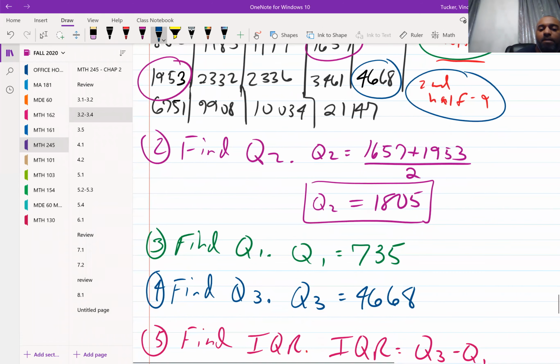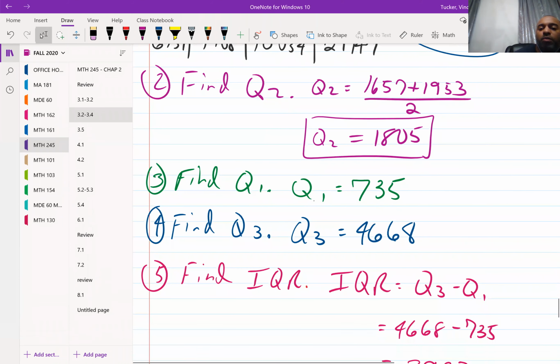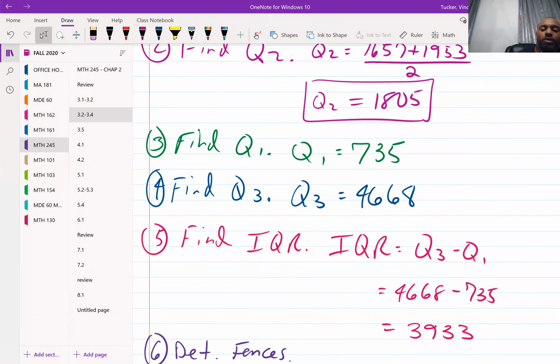All right. Step 5, IQR is Q3 minus Q1. So for this one, it's just 3933. We did 4668 minus 735.